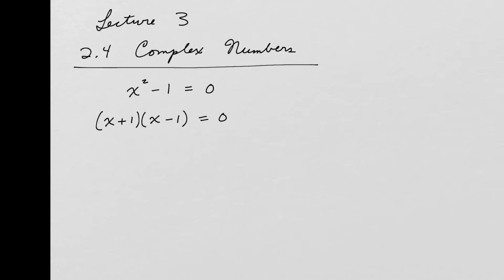And then if I have something times something equals 0, the first factor could equal 0, or the second factor could equal 0. And if I solve for x in the first equation, I'm going to get x is equal to negative 1. And if I solve for x in the second equation, I get x is equal to positive 1. So it has two solutions, right? x could be negative 1 or x could be positive 1.